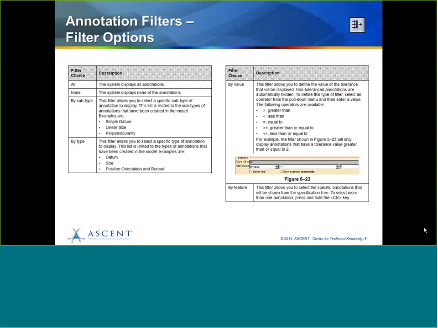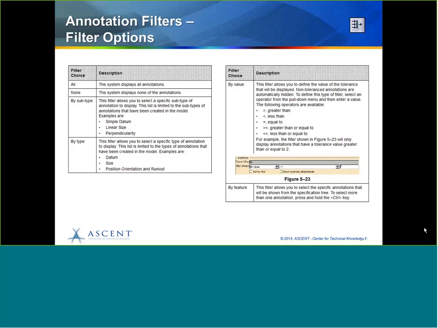So subtype would be something like a simple datum or a perpendicularity tolerance or flatness tolerance. By type would be a higher level. So rather than a specific tolerance like perpendicularity or flatness, it would be all position, orientation, and runout tolerances. You can also filter by value. So what that will allow you to do is to filter out any annotations that match a specific criteria for the value of the annotation.